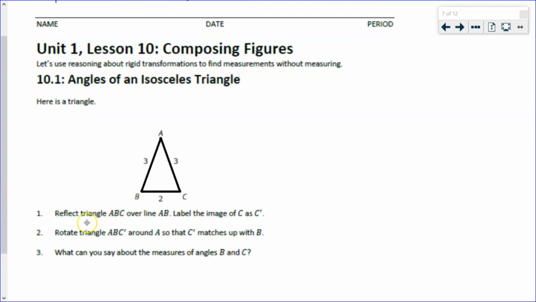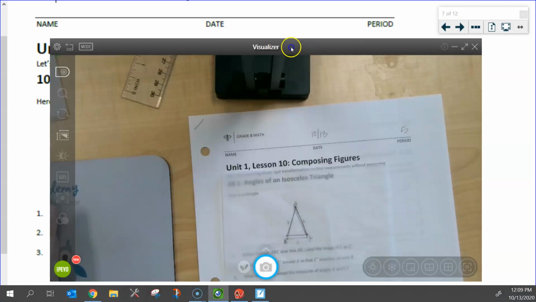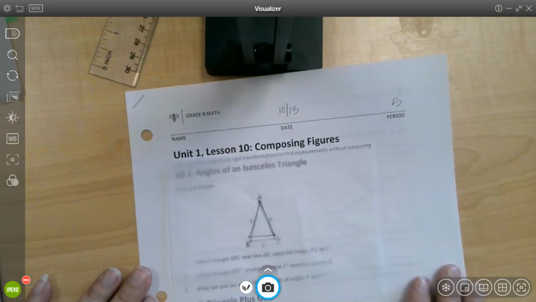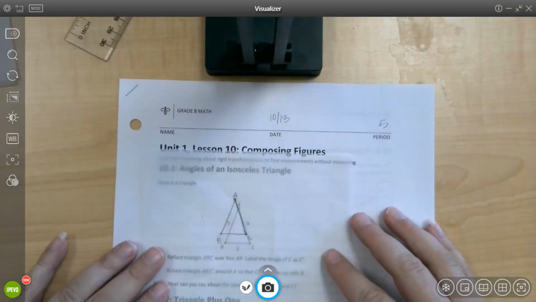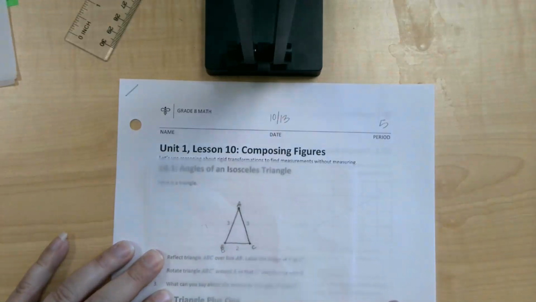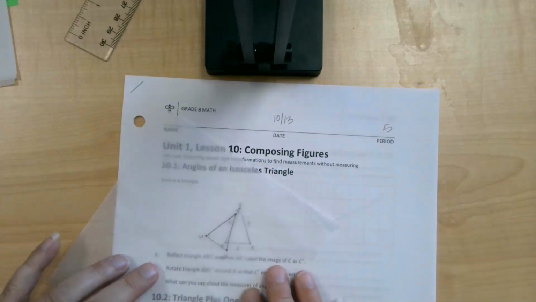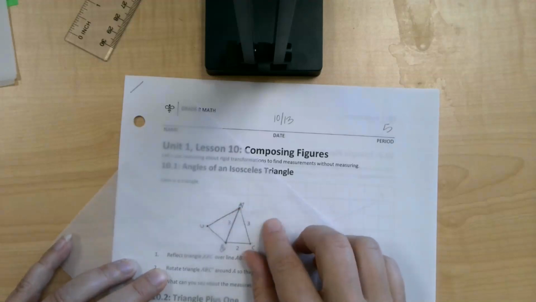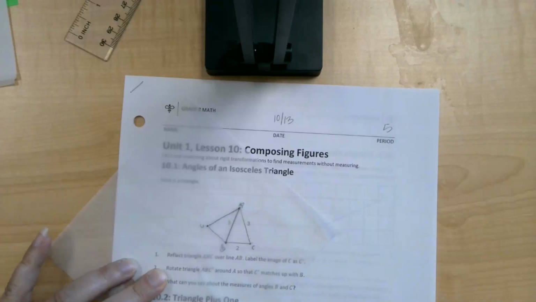So to get started, we are going to reflect triangle ABC over line AB. Those of you who already have it traced should be able to do that successfully. I will be modeling for online students what that is going to look like. We have triangle ABC on tracing paper. A reflection over line AB means that I am going to be flipping this tracing paper. So I'm physically flipping it. That is what a reflection looks like. And then to make sure I flipped it correctly, I'm making sure that AB is lined back up with AB.